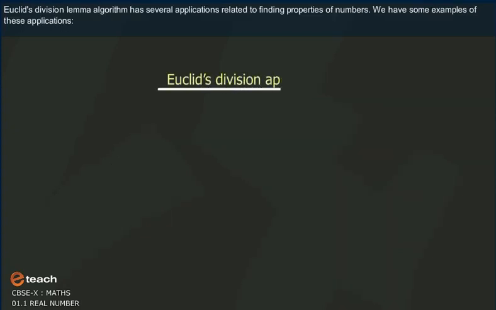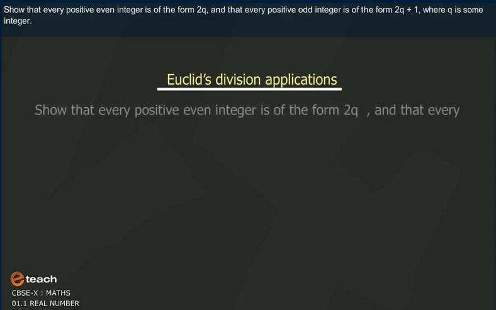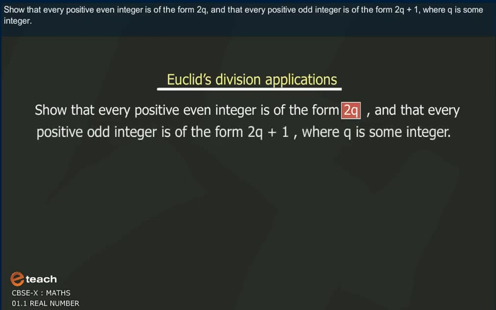Euclid's division lemma and algorithm have several applications related to finding properties of numbers. We have some examples of these applications. Show that every positive even integer is of the form 2q and that every positive odd integer is of the form 2q + 1, where q is some integer.